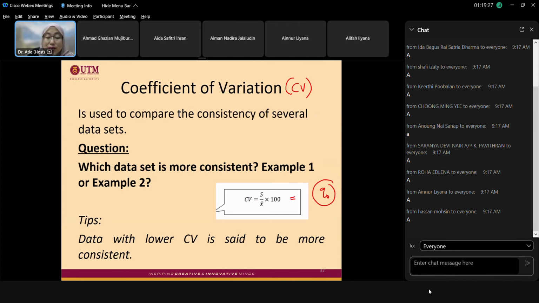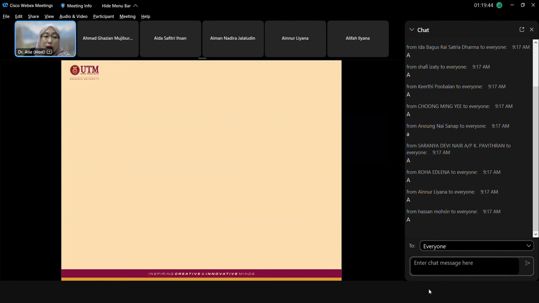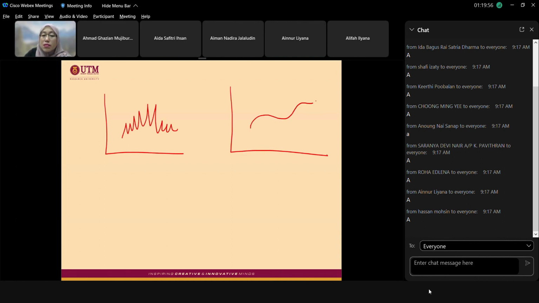If you don't give your answer in percent, it means it's wrong, okay? So you need to convert it to percent, right? This is the tip. Data with a lower CV is said to be more consistent, right? So I give you an example. What does it mean by consistent? Okay, we have graph A and graph B. Which one do you think is more consistent? Data in A or data in B?